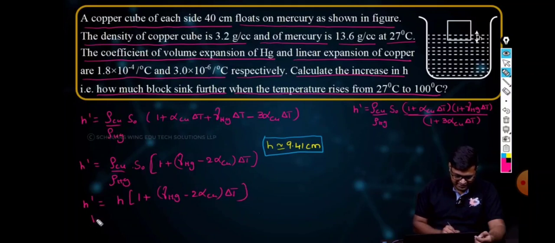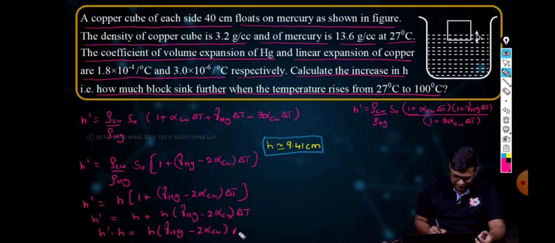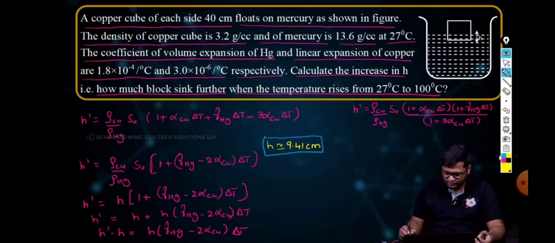Okay. So H dash is equal to H plus H times gamma of mercury minus 2 times alpha of copper, delta T. So H dash minus H, that is the change in the length, which is what we want, is equal to H times gamma of mercury minus 2 times alpha of copper into delta T. Okay, this delta H we want, so we just have to substitute the values.